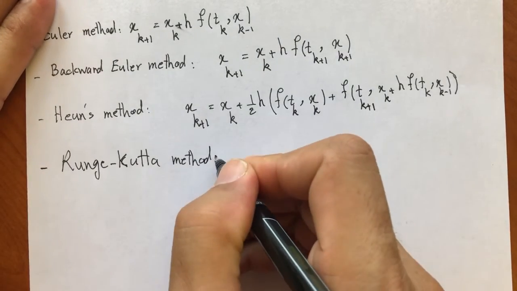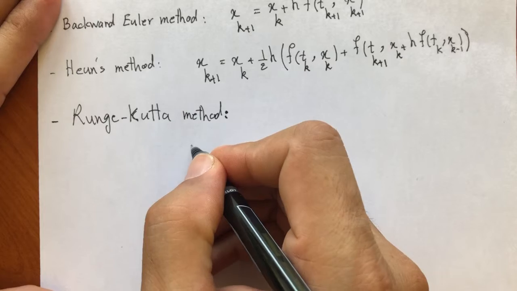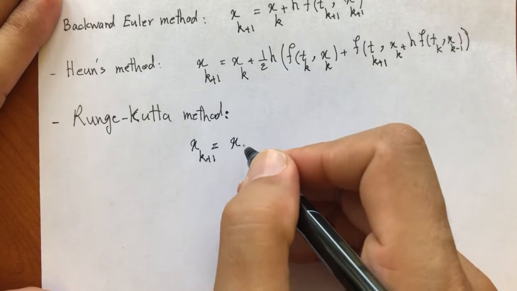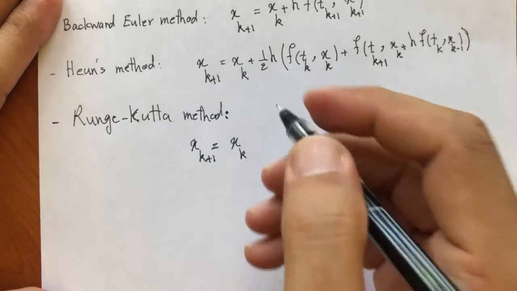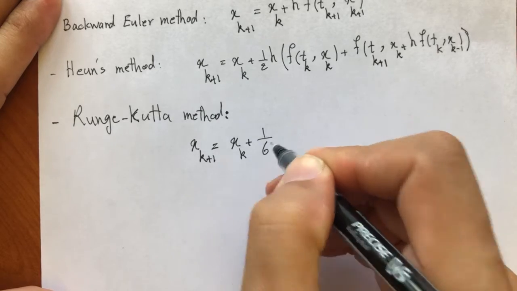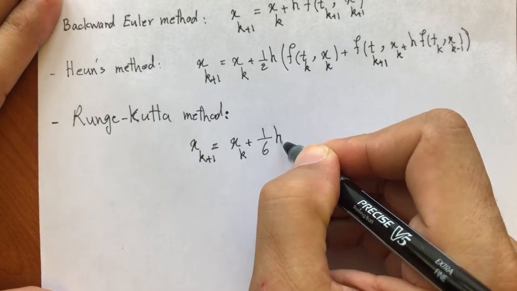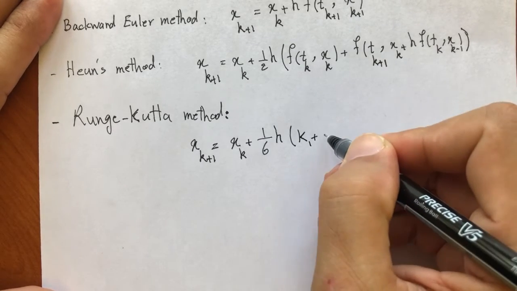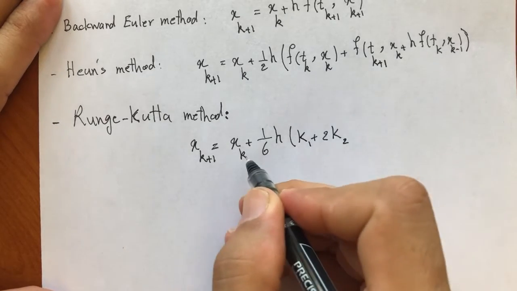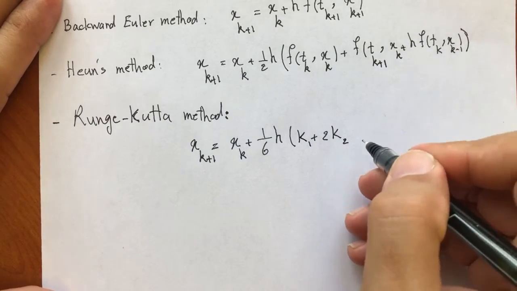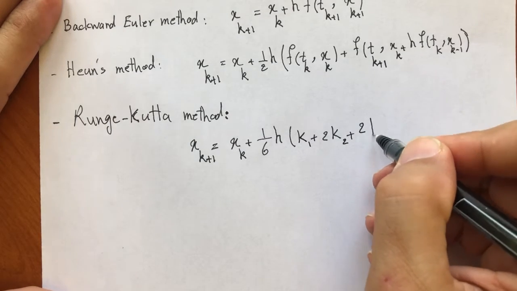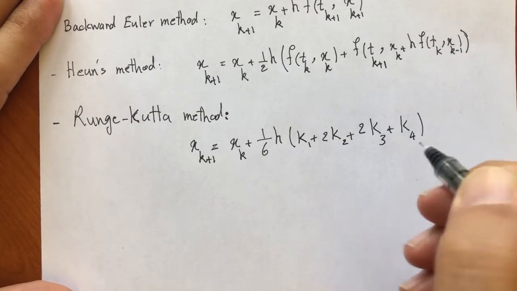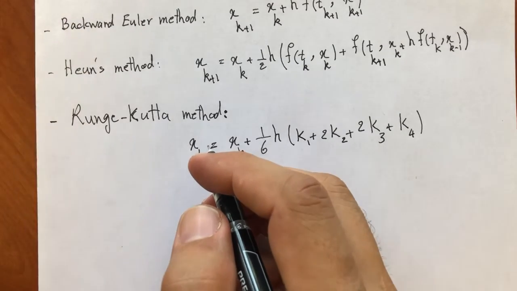Here we find x in the next iteration as follows. xk plus 1 is going to be x in the current time plus 1/6 times h times capital K1 plus 2 times capital K2. This K is different than this K. And plus 2 times capital K3 plus K4. And for any of these K's, we have an equation.